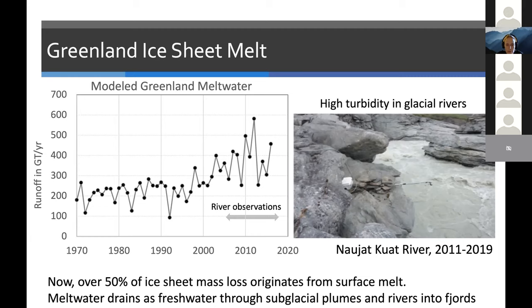And what I wanted to point out to you here is that Greenland is a really important component. The meltwater of Greenland is a really important component to global sea level rise at the moment.